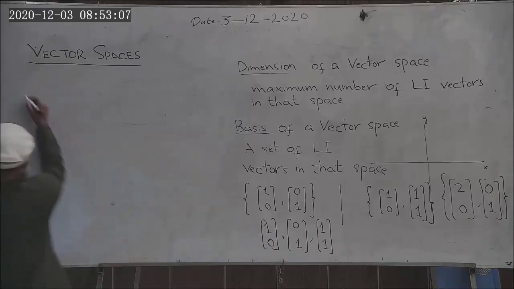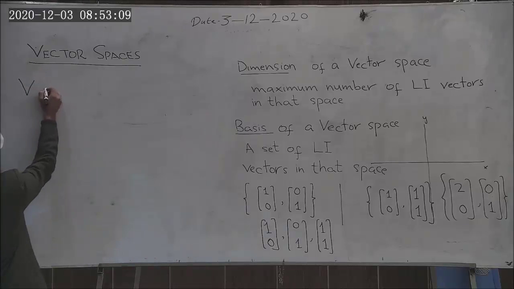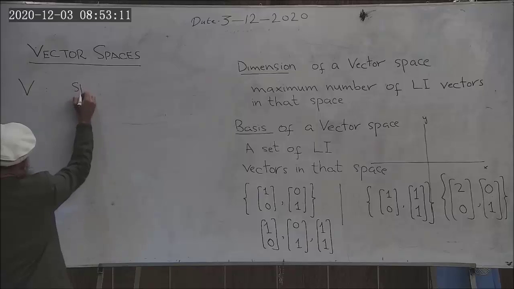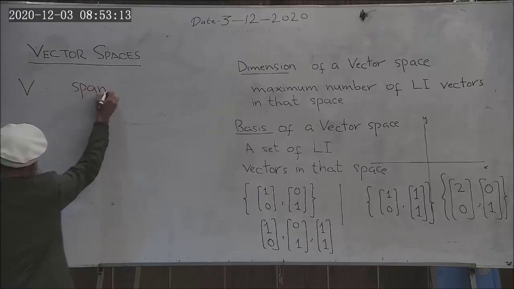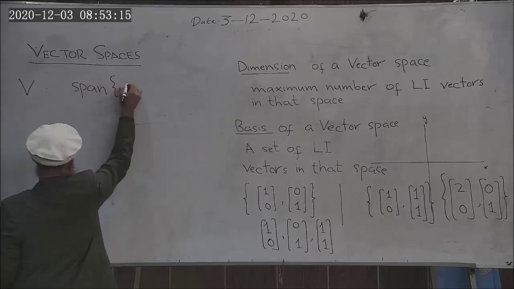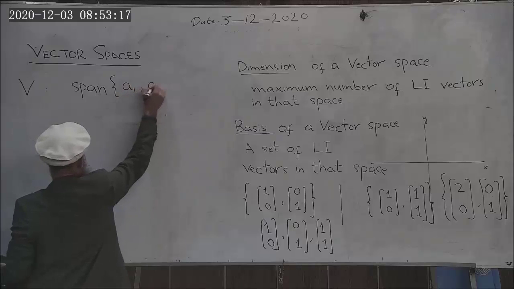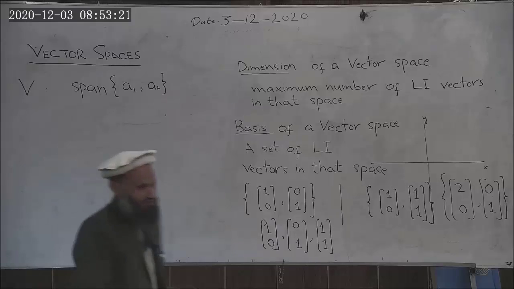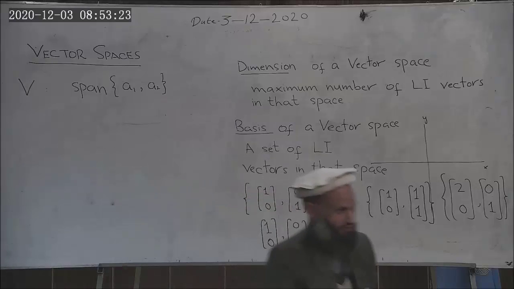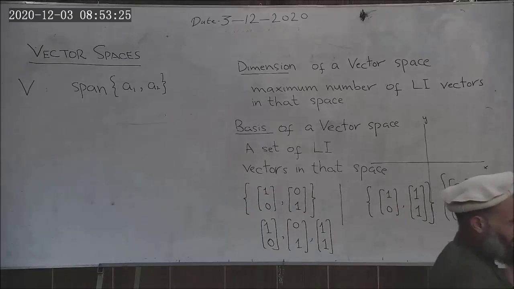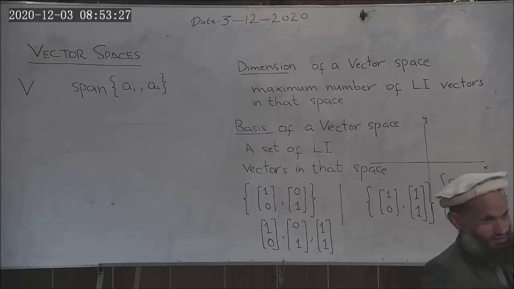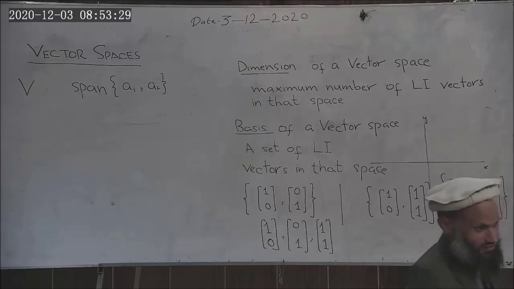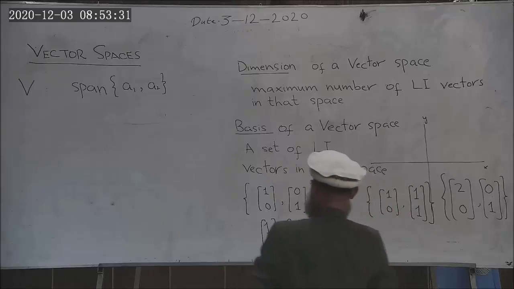So in other words, this set V, which is the span of 2 vectors A1, A2. A1 and A2 are 2 vectors and their span. Is it a vector space? To clarify this, let's first discuss the span of vectors. What do we mean by span of 2 vectors?